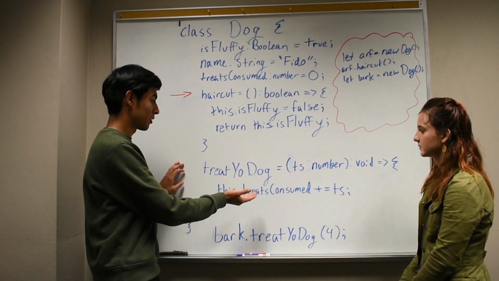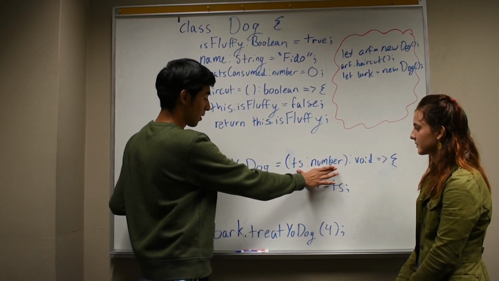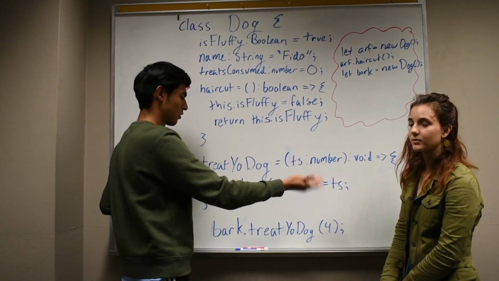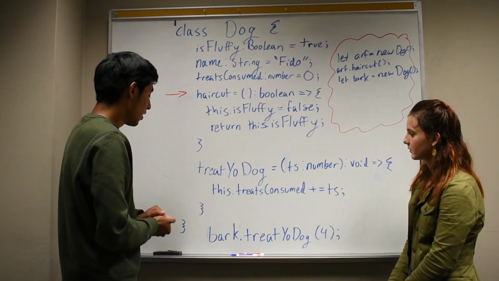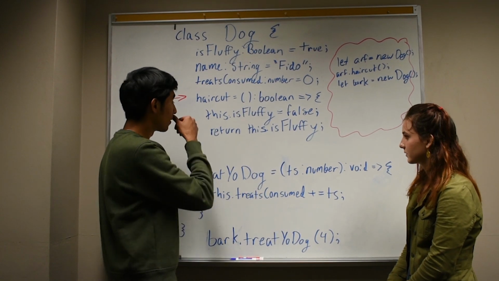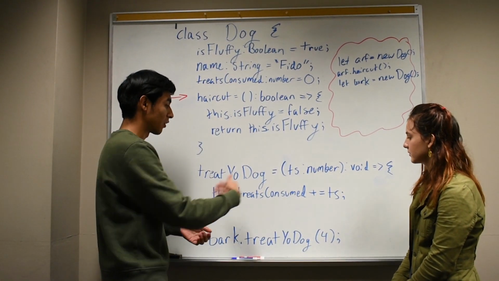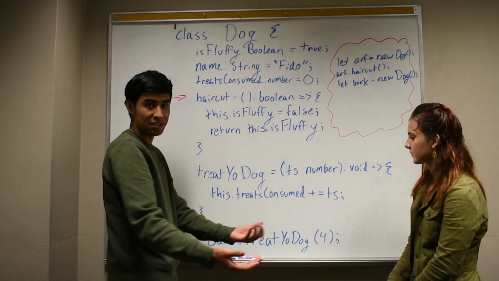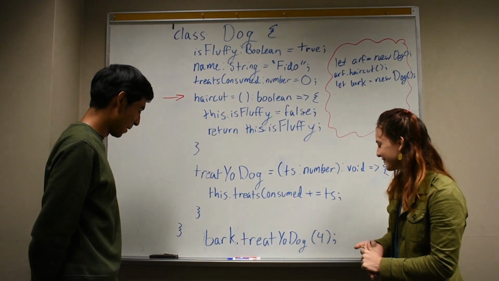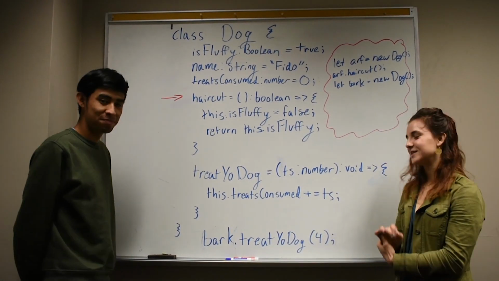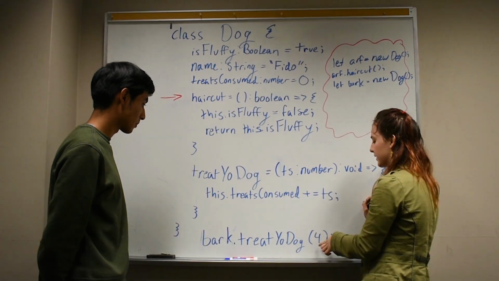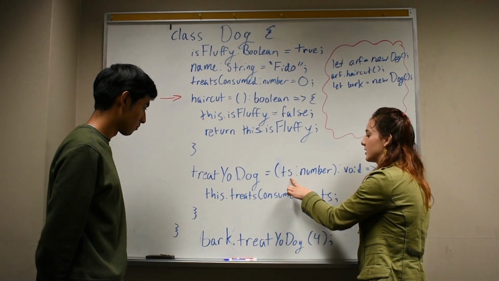Now we're going to have a new method in our Dog class. This one is called treatYoDog, and it has a parameter this time, called teas, which is just a number. The return type of this one is void, since we're not really going to return anything from this one. Basically what this method does is change the treatsConsumed property of the current object we're working on, and increase it by the number of teas, or treats, we give it. So for example, bark has been very good, and we want to give him 4 treats. We would call this treatYoDog method on bark, with our 4, which would become our teas.